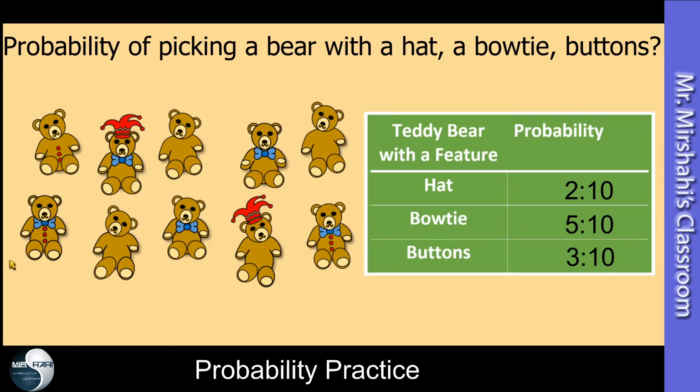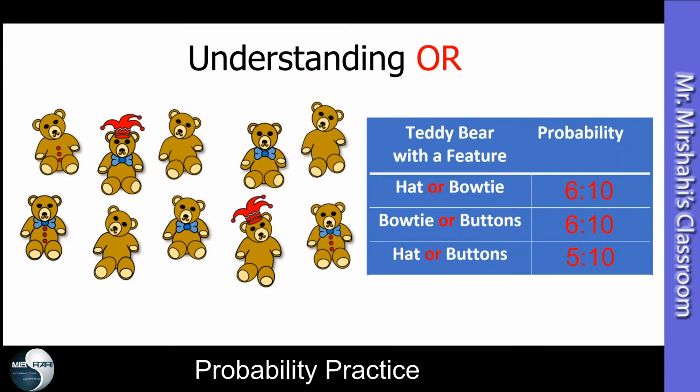Bow tie, 1, 2, 3, 4, 5 with bow ties, 10 in total, 5 in 10, or 5 out of 10, and 3 with buttons here, 1, 2, and 3. So that's clear. Let's move on to the next page.